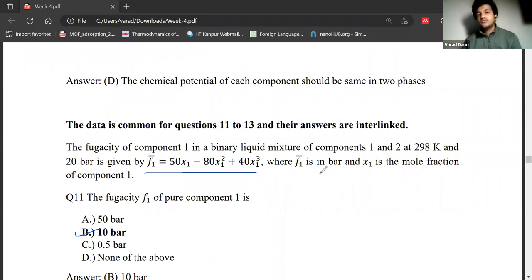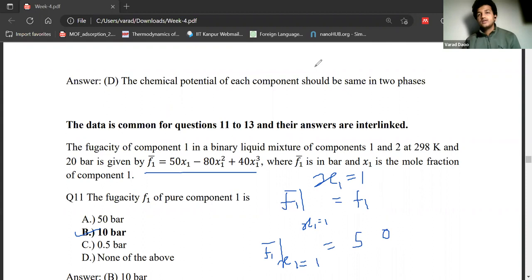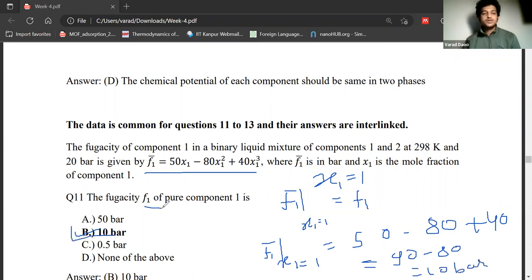If you put x1 equal to 1, what will we get? We'll get F1 bar at x1 equal to 1. That means it's a pure component, so this is nothing but F1. This is what we want, right? So if we put x1 equal to 1, we get 50 minus 80 plus 40. It will be 90 minus 80, which is 10 bar. This is the answer, because we want F1 of the pure component.